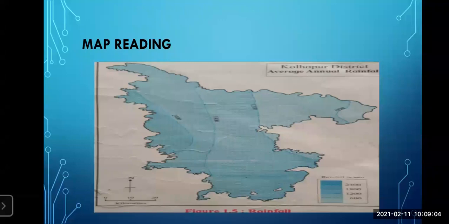Now the second question is: in which direction is the rainfall decreasing? The decrease is shown by the lighter tint. So you have to see where the tints are going in descending order, or going into lighter shades. You can see that they are lighter in the east part. So in the east direction of Kolhapur district, the rainfall is decreasing. Now we have got the answers to both questions.